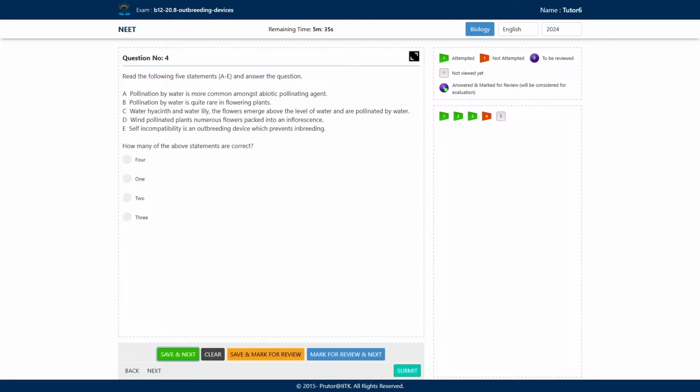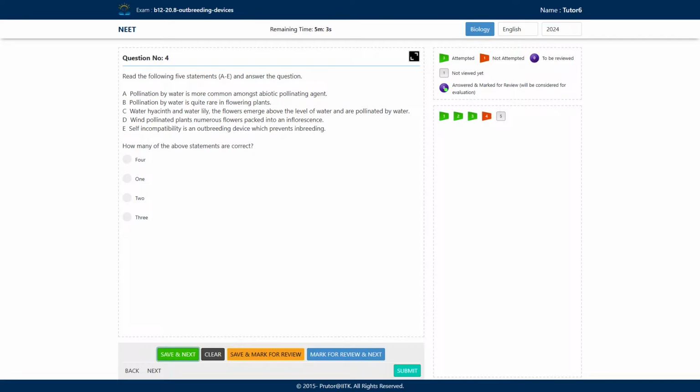This is a statement-based question. Let us read out statements A to E. A. Pollination by water is more common among the abiotic pollinating agents. B. Pollination by water is quite rare in flowering plants. C. Water hyacinth and water lily, the flowers emerge above the level of water and are pollinated by water. D. Wind pollinated plants have numerous flowers packed into an inflorescence, and E. self-incompatibility is an outbreeding device which prevents inbreeding.